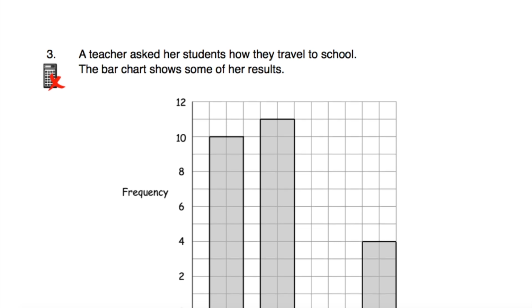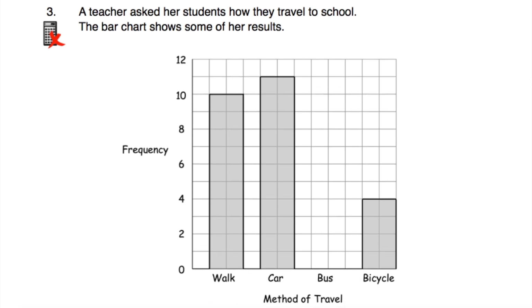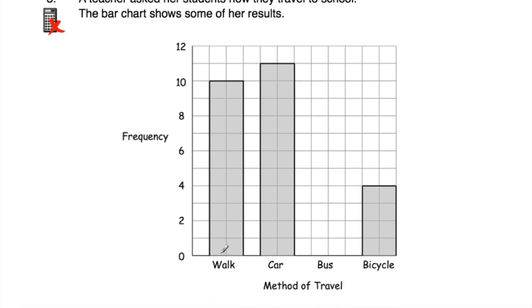Okay, so question number 3. Question number 3 says a teacher asks her students how they travel to school, and the bar chart shows some of the results. So it shows some of the results, not all of the results. And we've got walk, and as you can see, 10 students walk to school. Car, 11 students travel by car. As you can see, in between 10 and 12 will be 11, so 11 students travel by car. Bus hasn't been drawn unless it's 0 students, but it is some of the results, so it implies that there's going to be a certain number of students that travel by bus, and we'll have a look at that in a minute. And then bicycle, 4 students travel to school by bicycle.